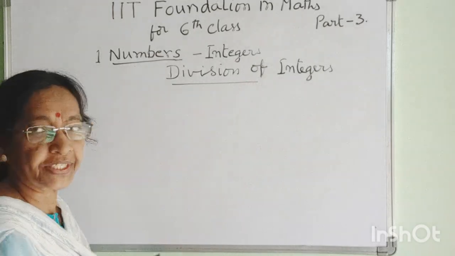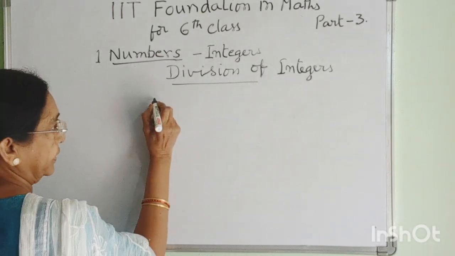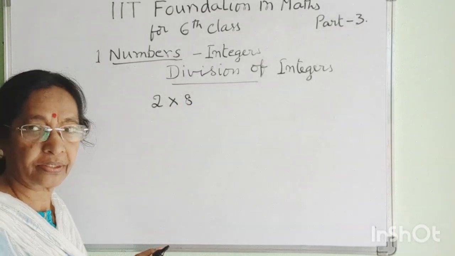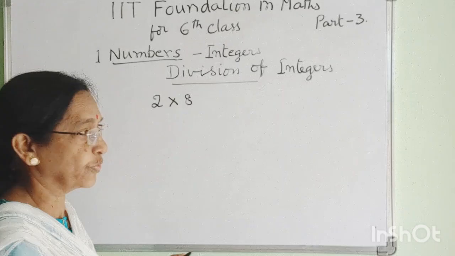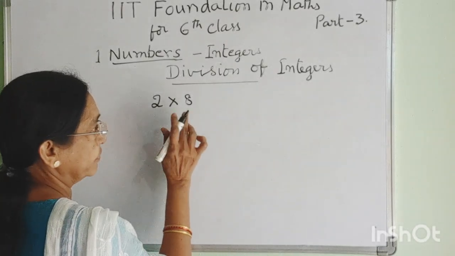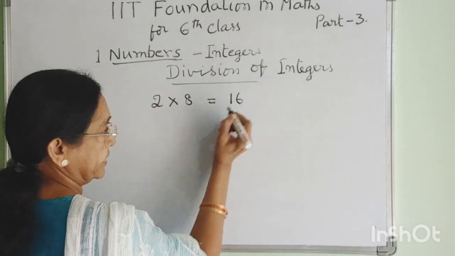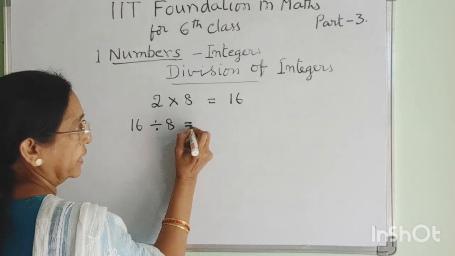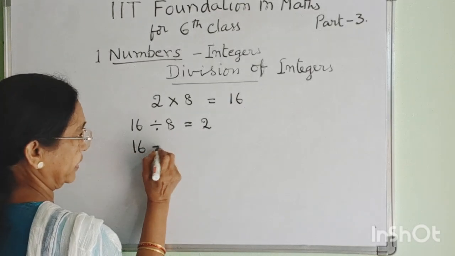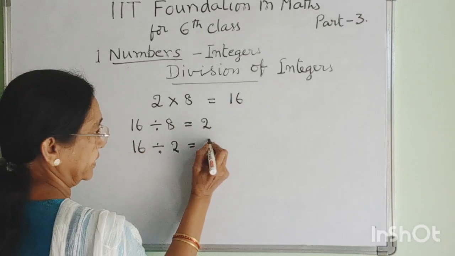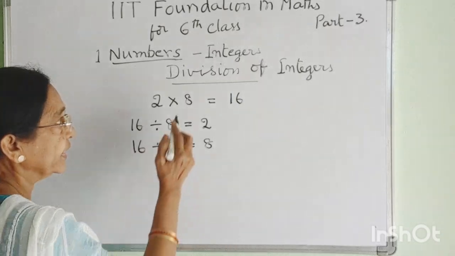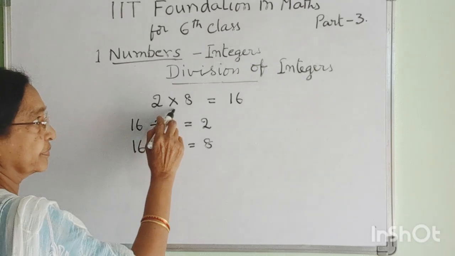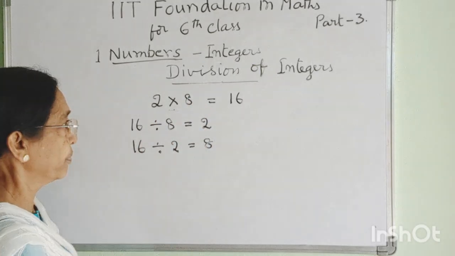Next, division of integers. For example, take the product of 2 and 8. 2 and 8 are two positive integers. The product or multiplication of these two positive integers is 16. Therefore, 16 divided by 8 is equal to 2, or 16 divided by 2 is 8. Therefore, division is an inverse application of multiplication.